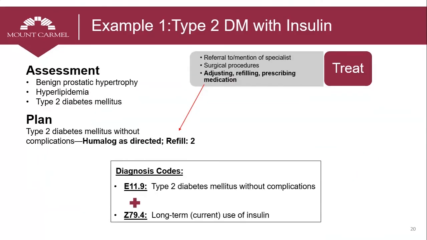So the first example involves diabetes with the use of insulin. The patient is documented as a type 2 diabetic, and in the plan section of the note, the patient's insulin is refilled, which supports the diagnosis of diabetes.